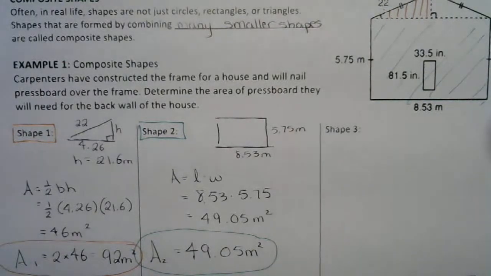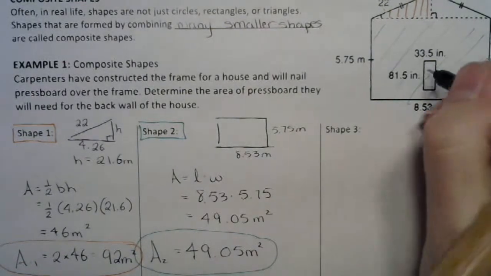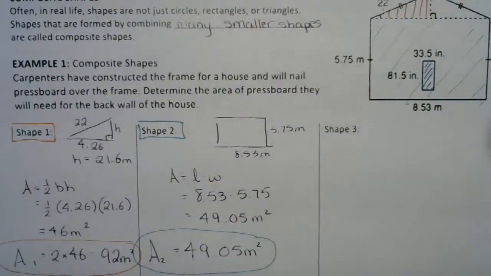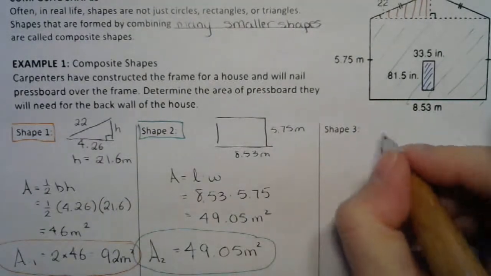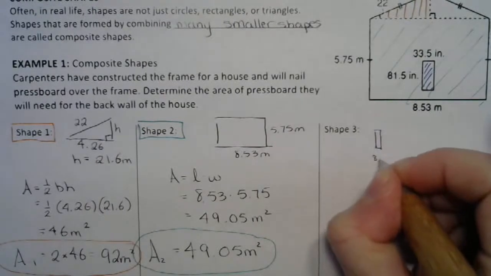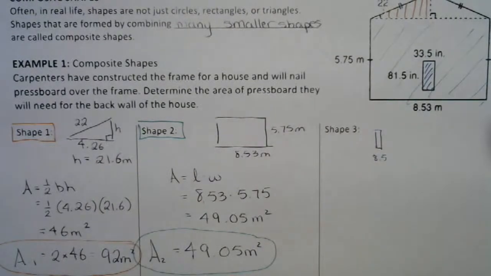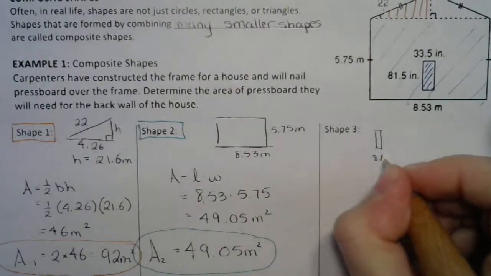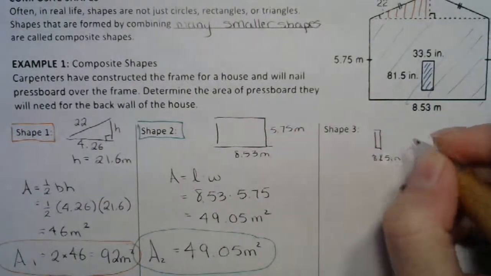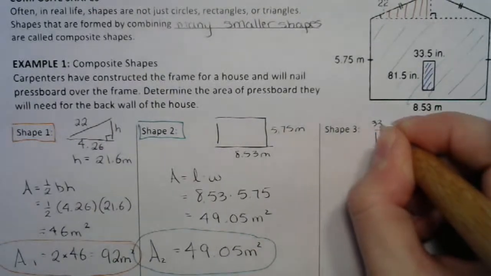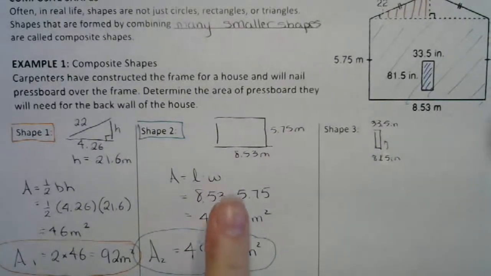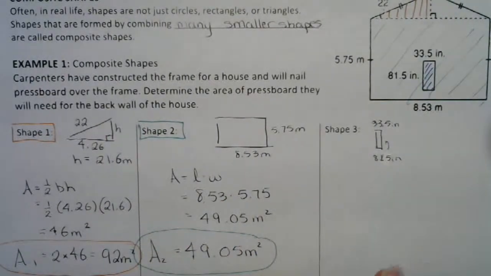So the last part we have to take into consideration is this door right here. Okay. Now we're looking at the amount of pressboard that it would take to do the whole face of the building. So we don't actually really want the area of the door. So my door is 81.5 inches by 0.5 inches by 33.5 inches. Okay. Now everything else has been in meters, and this one is in inches.